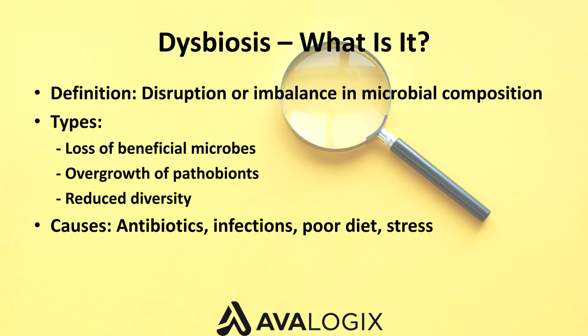Infections, particularly viral gastroenteritis or sexually transmitted infections, can rapidly alter microbial communities. Diet, especially low-fiber, high-sugar Western diets, starves beneficial microbes and promotes growth of inflammatory species. Stress and chronic inflammation also change gut physiology and, in turn, microbial composition. Dysbiosis is not always the root cause of disease. It can also be a result. But either way, it contributes to a vicious cycle of inflammation and immune dysfunction.